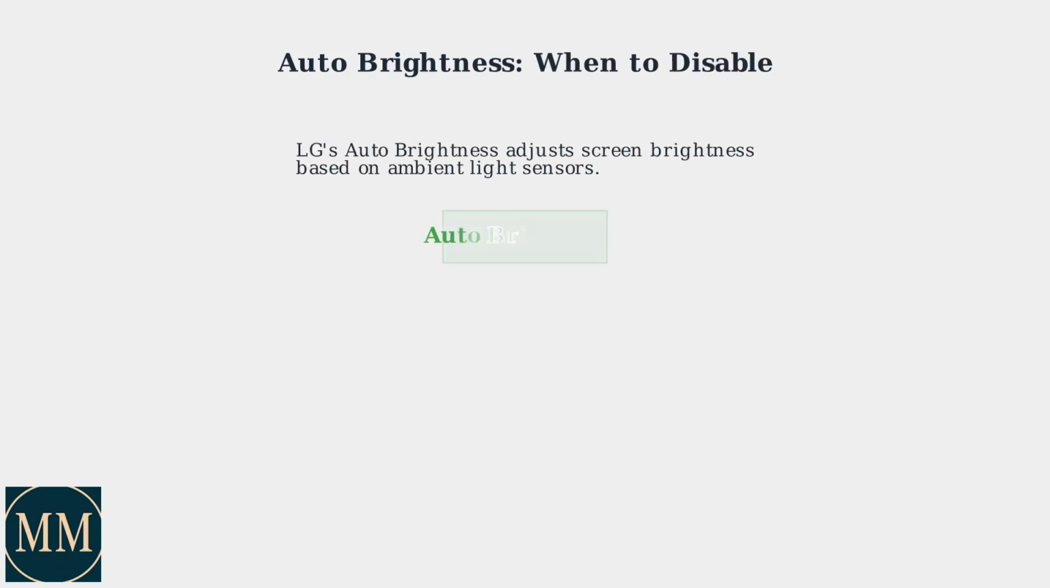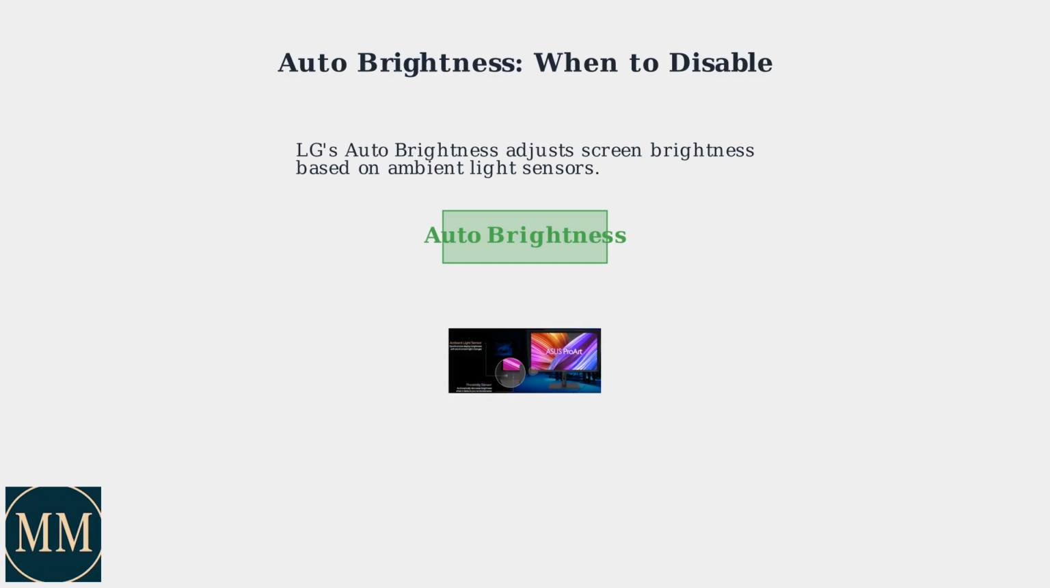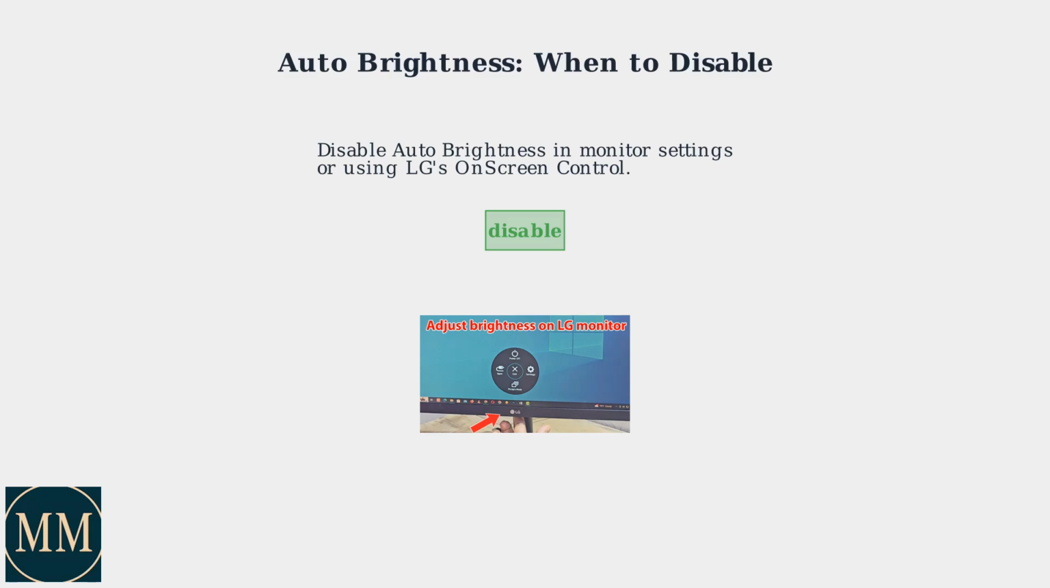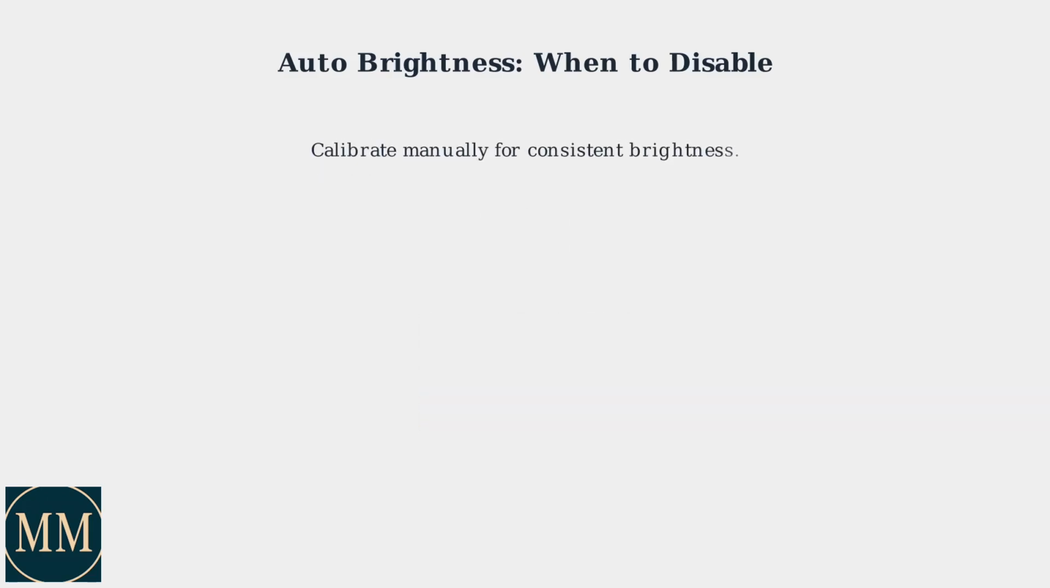LG's auto brightness adjusts screen brightness based on ambient light sensors. If miscalibrated or conflicting with VRR, it can cause flickering. Disable auto brightness in monitor settings or using LG's on-screen control. Calibrate manually for consistent brightness.